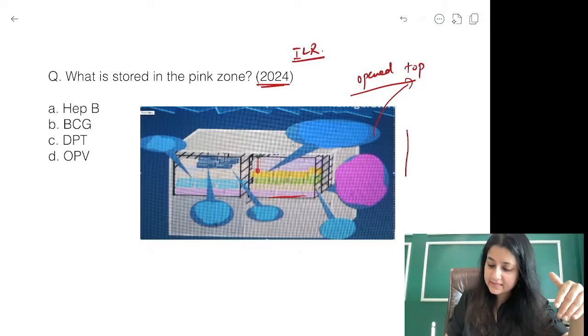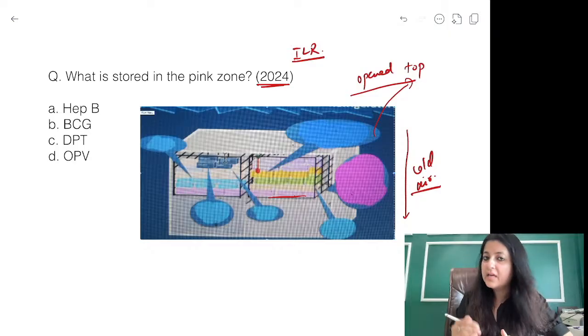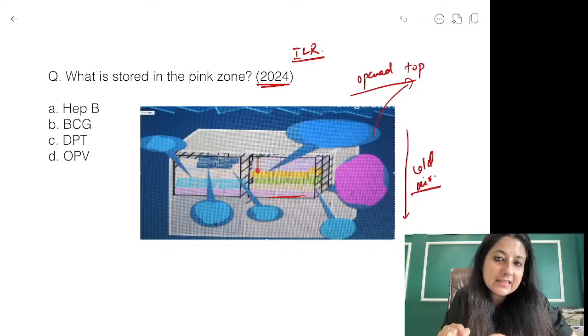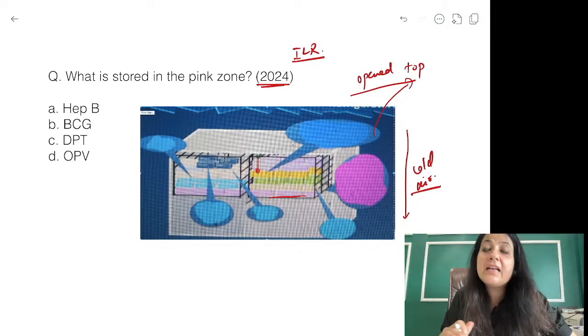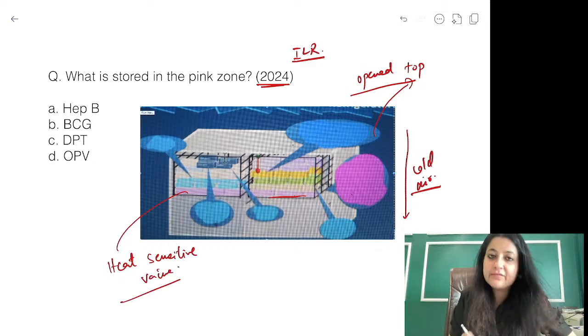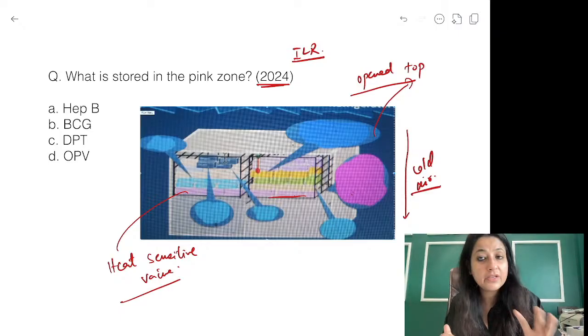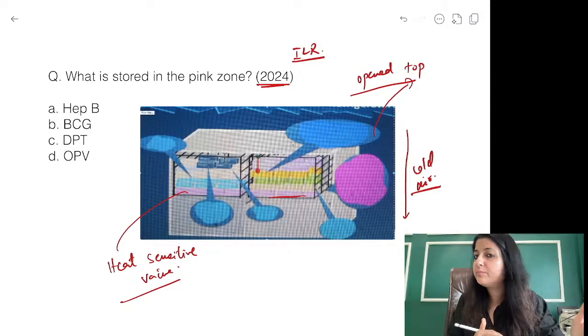ठीक है, सारा cold air goes and settles at the bottom. So if the cold air goes and settles at the bottom, I can't have the freeze sensitive vaccine. What am I going to keep at the bottom? I'm going to keep the heat sensitive vaccines. And which is the most heat sensitive? Reconstituted BCG. But that's a reconstituted BCG in which you use a diluent, right? You use normal saline. So you can't use it beyond 4 hours.